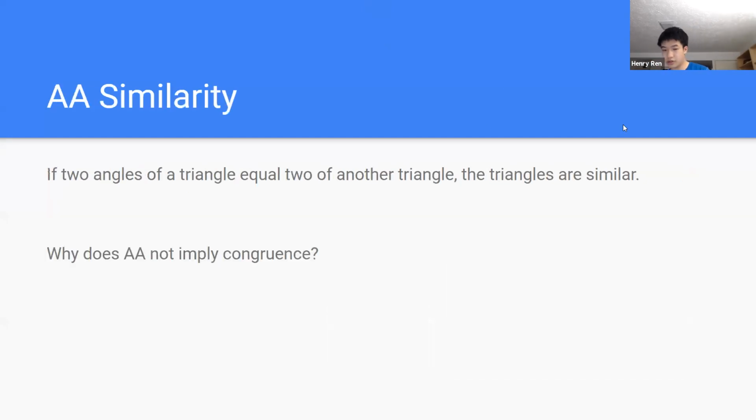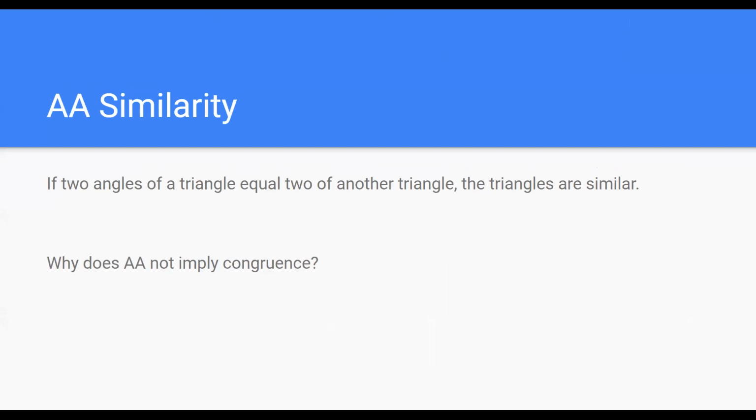All right, here's a question. Why does AA not imply congruence? Because a bigger triangle can still have the same angles. Yeah, as I just talked about, side lengths are going to be changed by similarity, and we just proved that AA creates similarity but not congruence, which means that the sides don't have to stay the same.